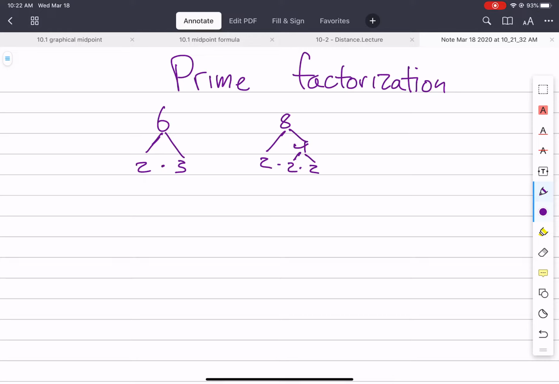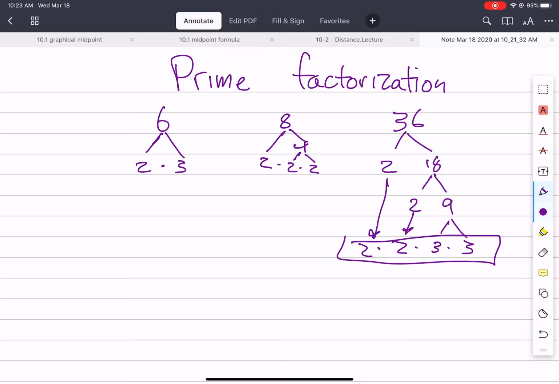If I did 36, it factors to 2, and when I divide 36 by 2, I get 18, and then 18 divided by 2 is 9. 9 is 3 and 3. So 2 times 2 times 3 times 3, that's my factorization.